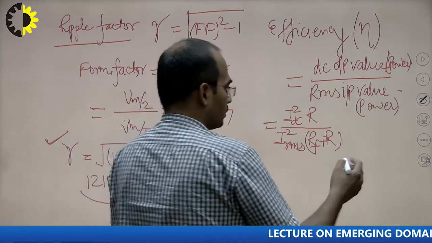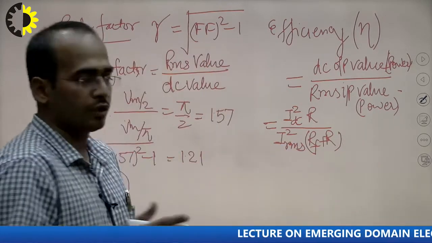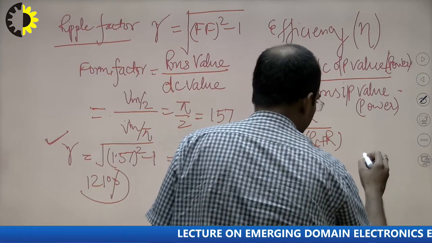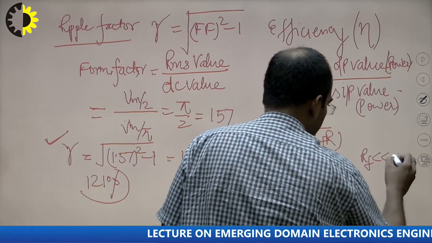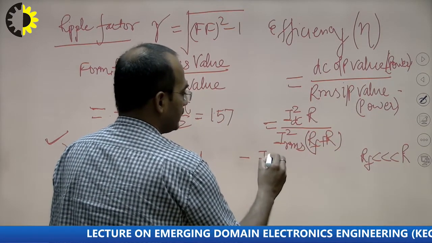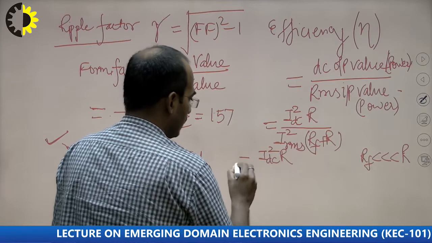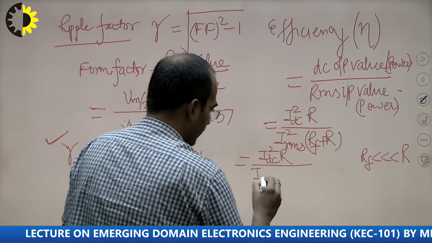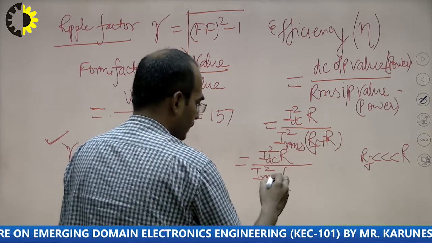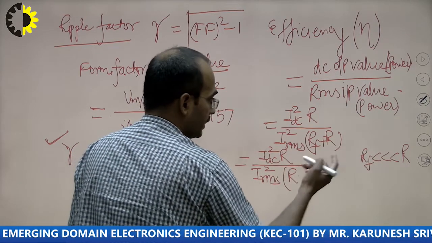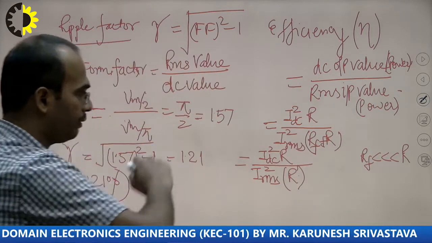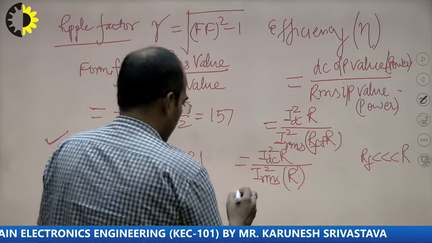Now, you can ignore the forward resistance of the diode, because the forward resistance of the diode is very less as compared to the load resistance. So, I can ignore it by considering RF is less than R. So, I can write this equation: I DC square R upon I RMS square (RF plus R). I have ignored RF, so I will consider only R. R will be cancelled out by this.